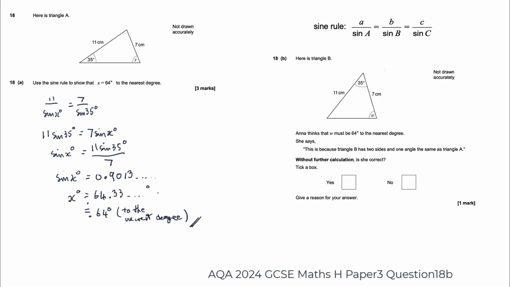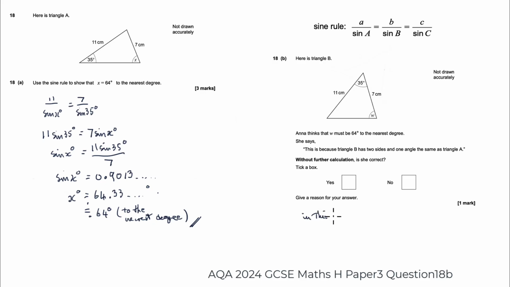And in part B, we're given another triangle, and we're saying that Anna thinks that W must be 64 degrees to the nearest degree. She says this is the same triangle as this, because it's got two sides the same and it's got the angle the same. And let's not do any more calculations, just say, is she correct in this? And I would say no, because look, this 35 degree angle lies between these two sides. Here, it doesn't lie between these two sides. In this triangle, 35 degrees has 7 opposite it. In this triangle, the 7 is not opposite the 35 degrees.